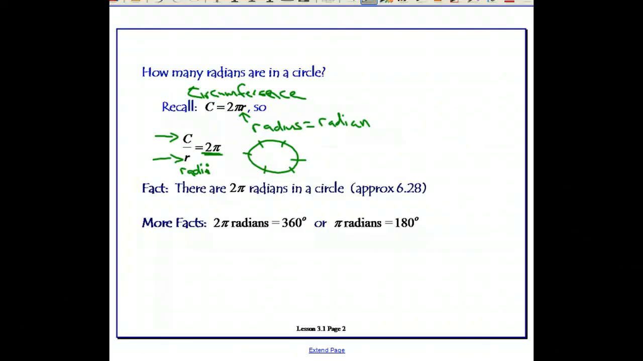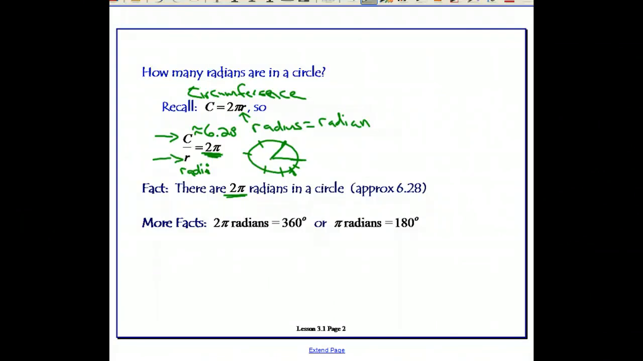1, 2, 3, 4, 5, 6, and a little bit more. Ignore that one right there. And what did we get? We found out there's 2 pi, and 2 pi is about 6.28, roughly speaking. So there are exactly 2 pi radians in a circle. So a pretty big angle is 1 radian. In fact, it only takes a little more than 6 of these to get around the whole circle.